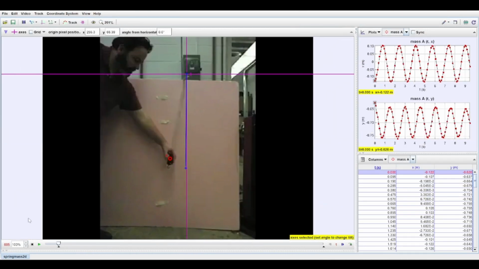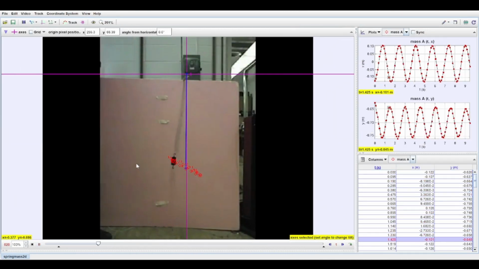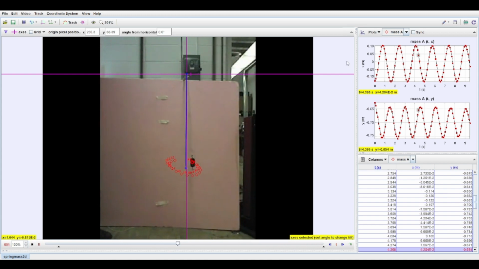So here's Tracker. I changed the start time to be this frame over here where the object is actually released, so you can see that the object is being tracked. Over here, you can see the positions in the x and y directions in graphs.